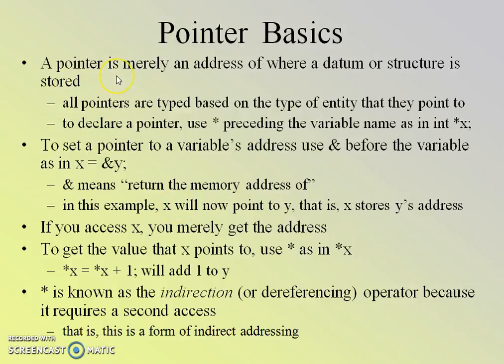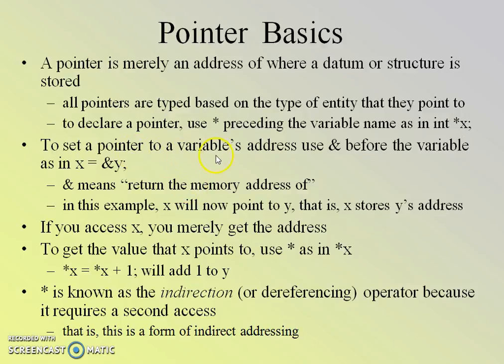A pointer is merely an address of where a datum or structure is stored. All pointers are typed based on the type of entity they point to. To declare a pointer, we use star preceding the variable name. Say for example, to declare an integer pointer, I use int *x.